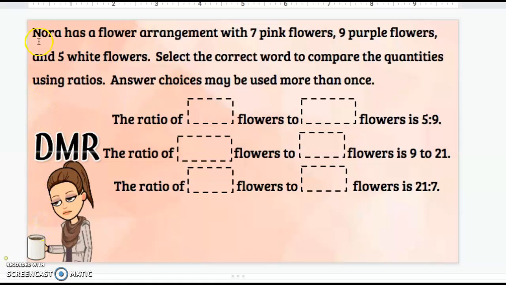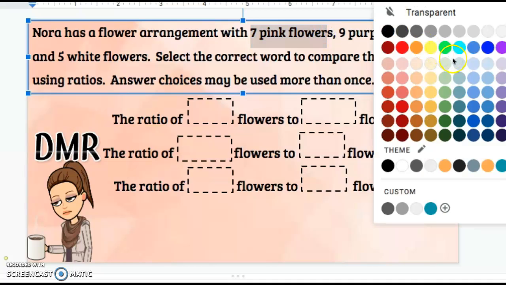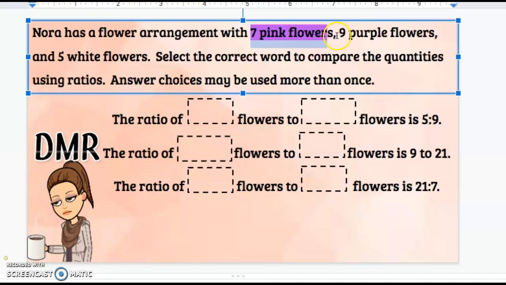Okay, so for DMR, it says that Nora has a flower arrangement of 7 pink flowers. So we're going to make that pink. 9 purple flowers and 5 white flowers.